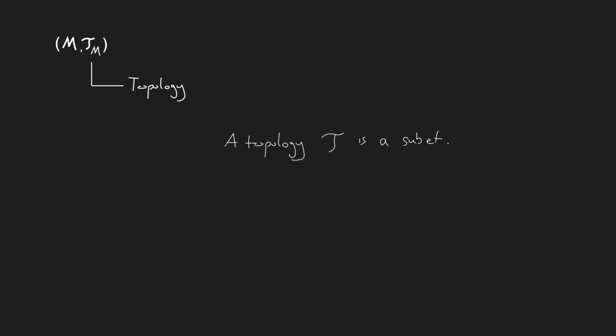A topology is a set. A topology is a subset, a collection of elements. It's a subset of a bigger set. T is a subset of the power set. Imagine your parent set is the set M, which is our manifold, and T is a subset of the power set. So it's a collection of elements, and those elements are sets themselves, which behave a certain way.